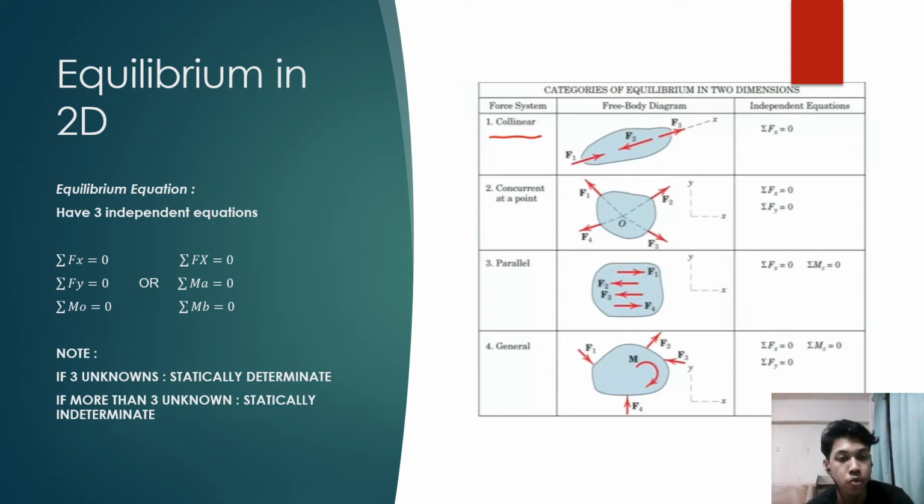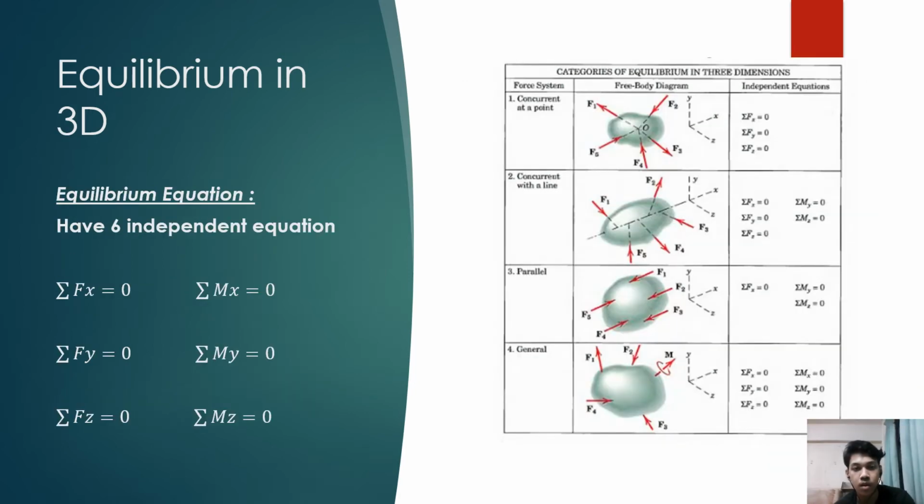Meanwhile, if we have more than three unknowns, it is called statically indeterminate. That's all for equilibrium in 2D. Next, we are going to move to equilibrium in 3D.